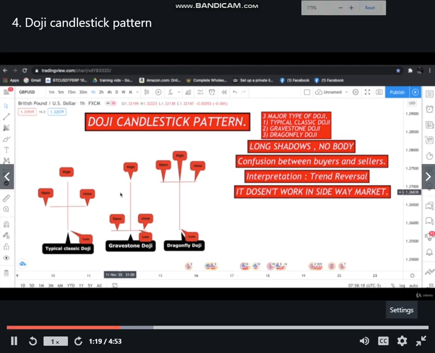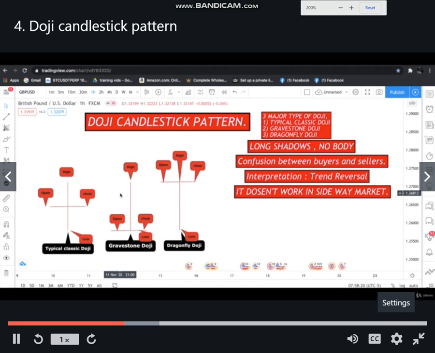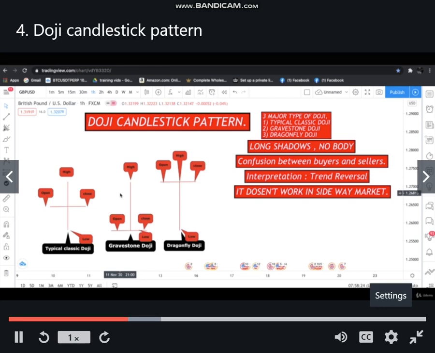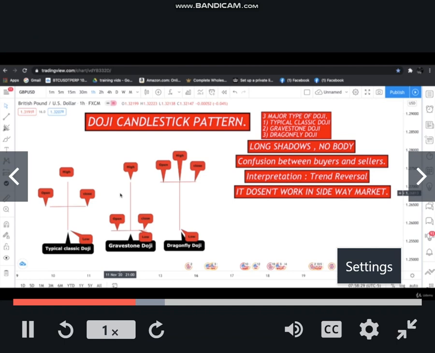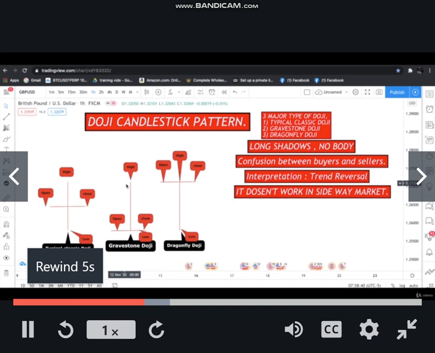This is the gravestone doji candlestick. You all know the alphabet T. The gravestone doji's shape is the opposite of the alphabet T, as you can see over here. Have a look. It has the same long shadows but no body at all. This was the high price, this was the low, and the open and close remained the same. The buyers and sellers were both in a state of confusion.